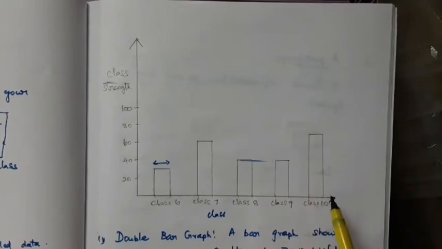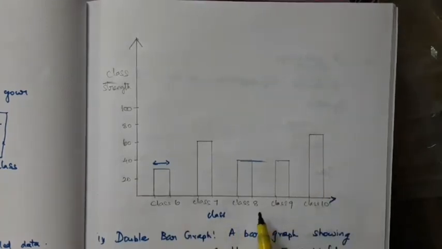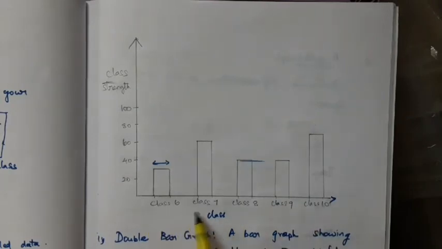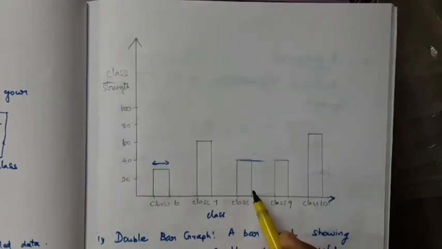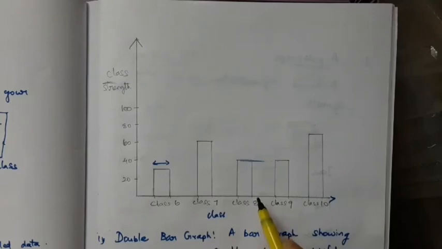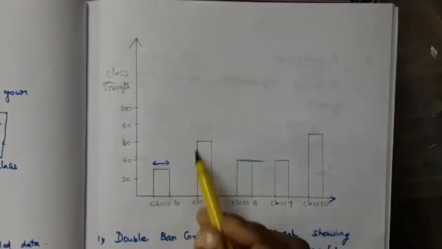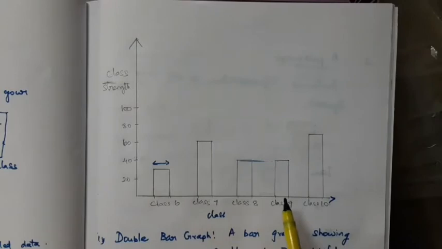One thing is that I am writing here 6, 7, 8, 9, 10, but it is not that we have to always write it in the same order. You can write class 7 here, class 8 here, class 6 here. Even if you change the order, the information you get from this bar graph remains the same. So a bar graph is a way of displaying information using bars of uniform width, and the height represents their values.